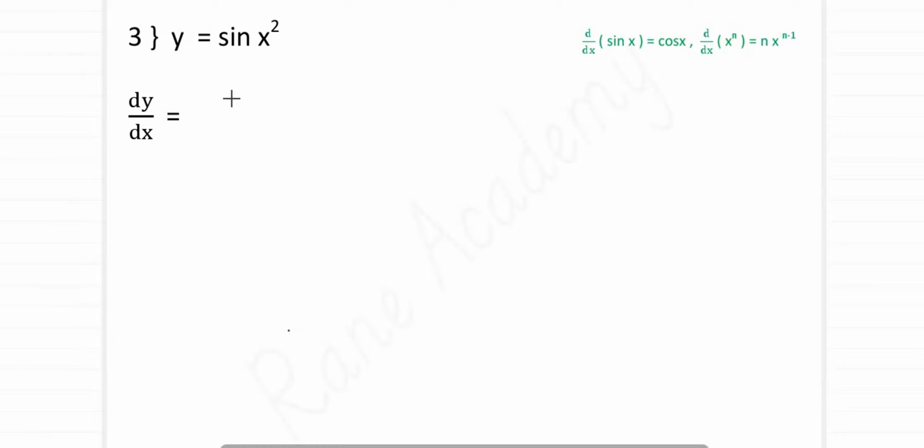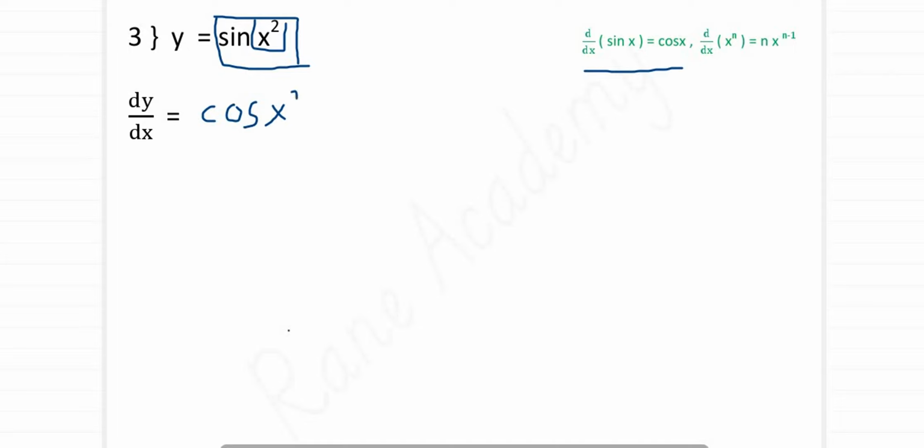Question number 3, y is equal to sin x square. Here the outermost function is sin x square and inside this we have one more function, x square. So we differentiate the outermost function first. So derivative of sin x is cos x. Derivative of sin of x square is cos of x square.